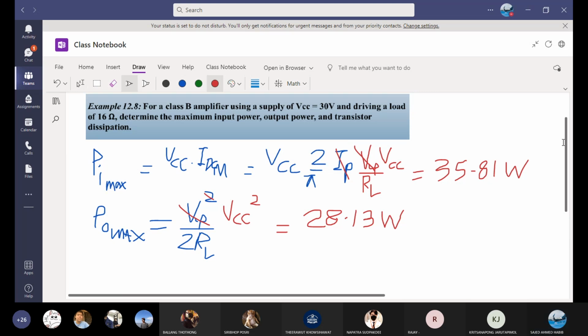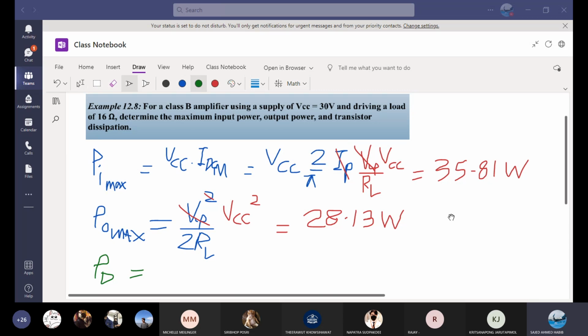Michelle, your turn. Power dissipation, let's call it PD. What is power dissipation in this circuit? Maximum P2Q.